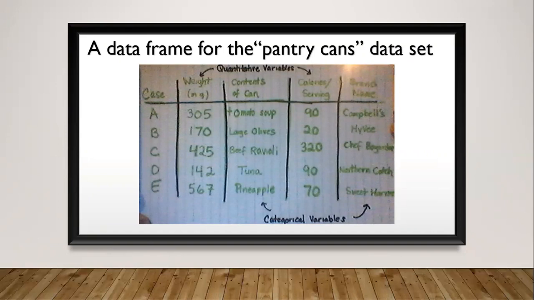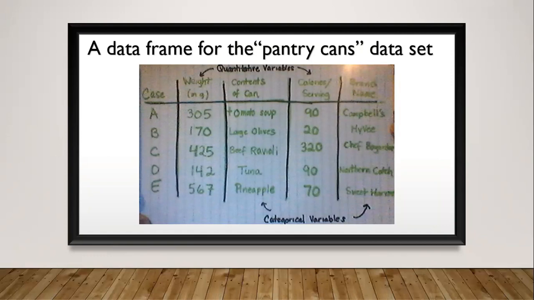We might be interested in how many calories per serving are there for that can, or we might be interested in the brand name that is associated with what's in the can. So for example, our first can, can A, which was at the far left, that was a can of tomato soup. So the value of the contents of the can variable for that can was tomato soup.